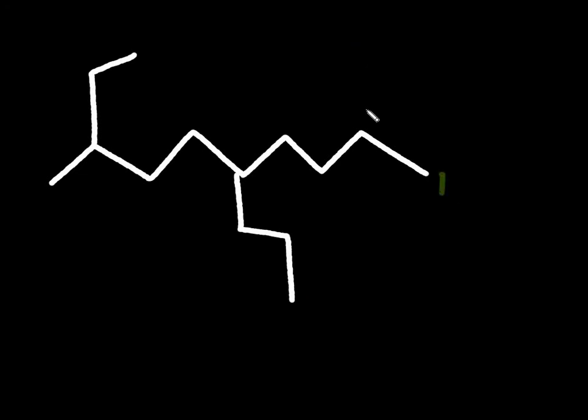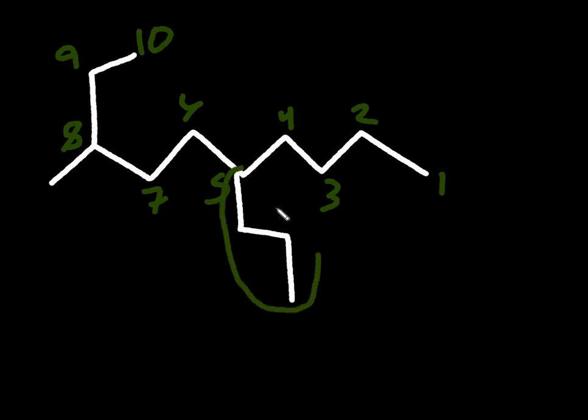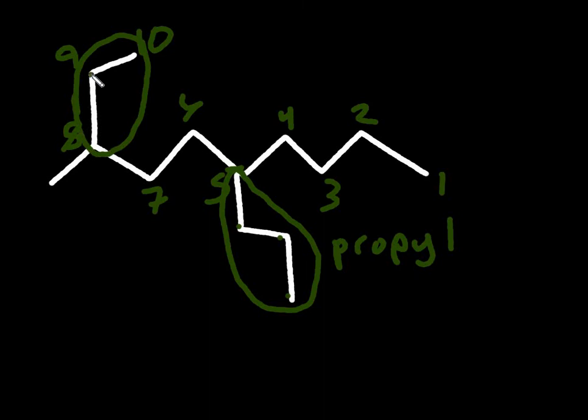So 1, 2, 3, 4, 5, 6, 7, 8, 9, and 10. On the 5th carbon, what do we have? 1, 2, 3. This substituent is called a propyl. And what do we have on the 8th one? 1, 2. 2 carbons. That is called an ethyl.